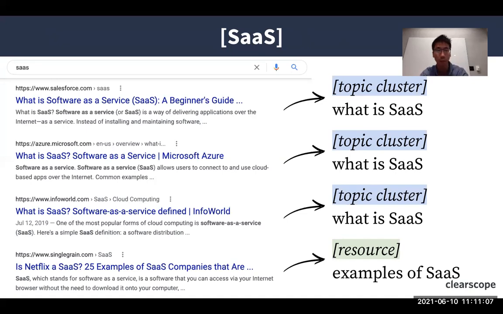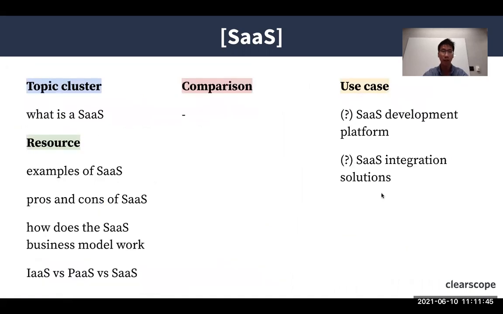So you see here, I have a screenshot for SaaS. Looking at just the title tags alone, but if you went in and inspected deeper, a lot of these are going to be topic clusters. They're going to have that, what is software as a service? How does software as a service work? That kind of stuff. You'll see here the Single Grain result stands out because it's asking, is Netflix a SaaS? And then it explains 25 examples of SaaS companies that are succeeding on the internet. So we have 3 topic clusters and a resource of examples of SaaS.